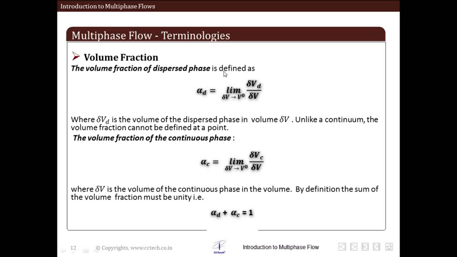As the dispersed phase has its own volume fraction, the continuous phase also has its volume fraction, which is given as the ratio of the volume of the continuous phase to the volume of the entire medium, that is the total volume. Mathematically, it is defined by this particular limiting equation. You must have already guessed that the addition of these two, that is, the volume fraction of the dispersed phase and the volume fraction of the continuous phase, will come to be 1.